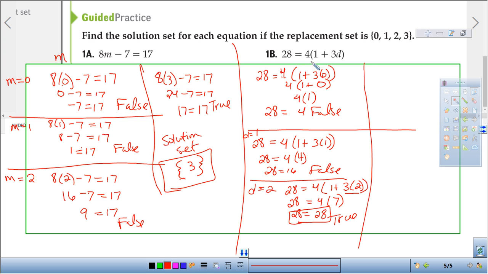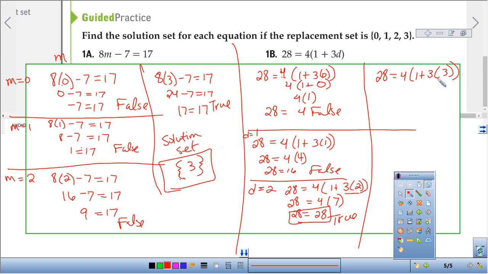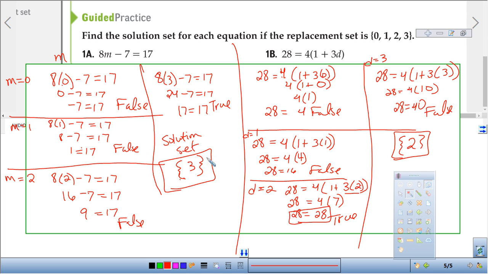Let's see if the other one works. So we're going to go here. Is 28 equal to 4 times 1 plus 3 times 3? That gives me 9 plus 1, 10. So 4 times 10, this is what we're doing when D is equal to 3. Is 28 equal to 40? We're going to say false. So regarding that one, my solution set would be this part, and we'd put only the number 2. So the only solution would be 2, at least from that replacement set.